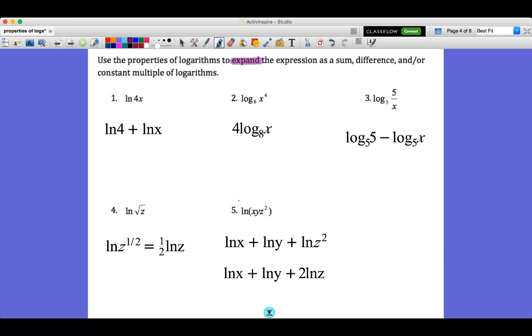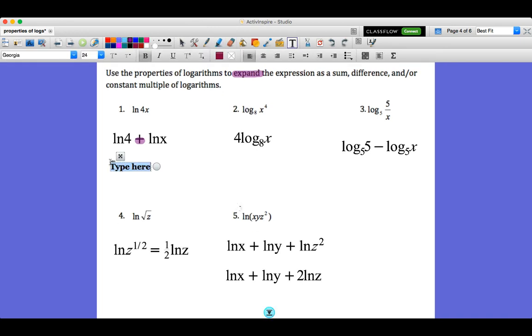So if we look at number one, it says ln of 4x. So number one is multiplying. So when we looked through the properties, we said multiplying turns into addition. So for that first one, we break it apart into 2 logs, separated by a plus sign. So we have ln of 4 plus ln of x. And that's our final answer for that one. So in that first one, multiply turns to addition.